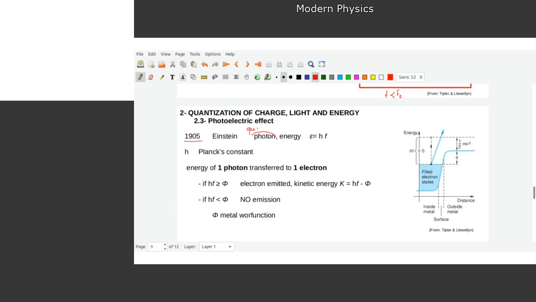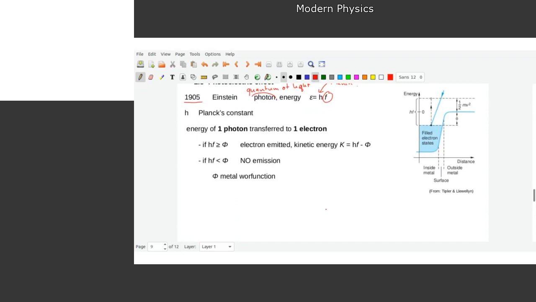So this is a quantum of light, okay? And so what is quantized? This photon has an energy epsilon, and it is proportional to the frequency, okay? And the proportionality coefficient is the Planck constant. Okay, and so let's see what the implications are of this quantization of the energy of the photons, okay? h is the Planck constant.